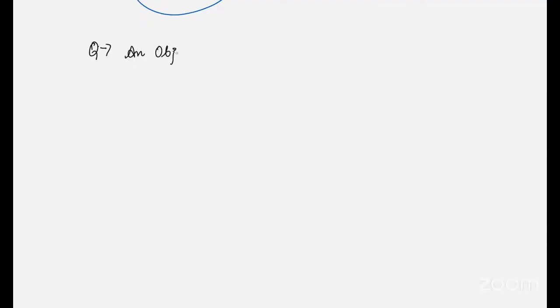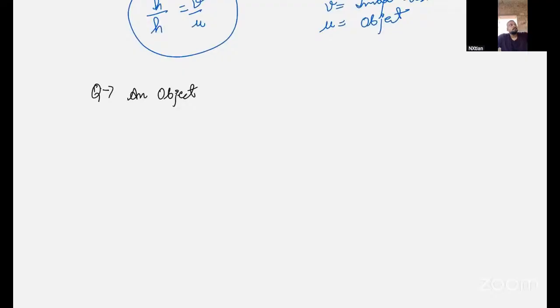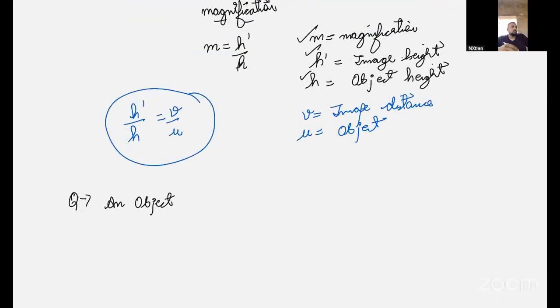Now we'll do some questions. I'll write one question, so you guys also write it down with me. Then we'll solve it. U is the object distance and v is the image distance. Okay, so you only wrote object, so I got confused. Object distance. Okay, just give me a second.